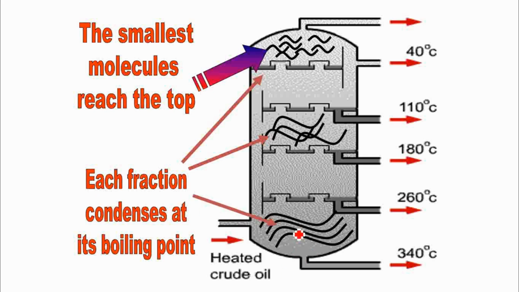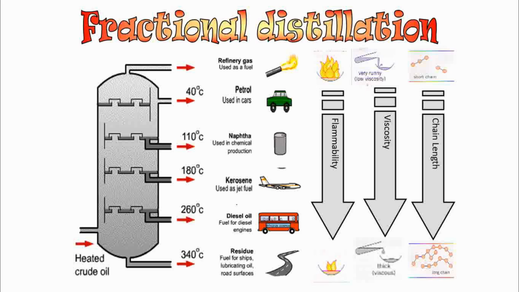So your really big hydrocarbons condense at the bottom. The smallest ones go to the top, and each fraction, depending on their sizes, which will then affect their boiling point, will condense at different sections of the fractionating column. Okay, good. Now each fraction which comes out at the different points on your fractionating column has different uses.